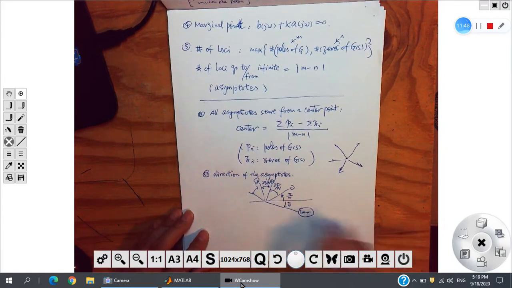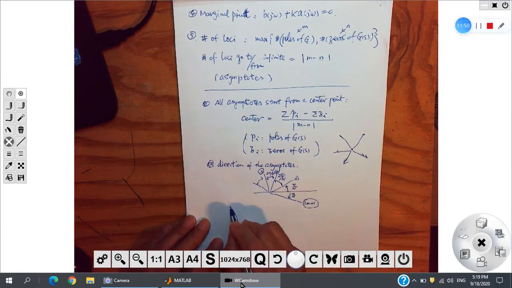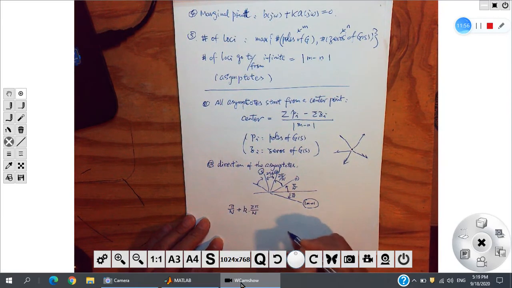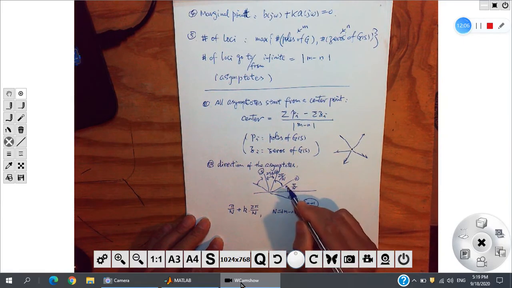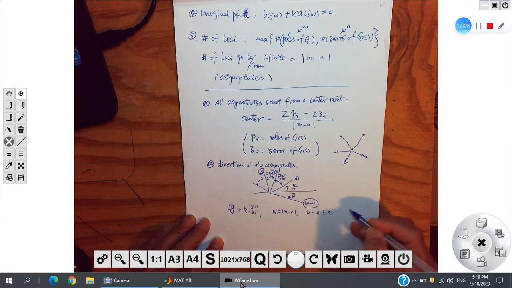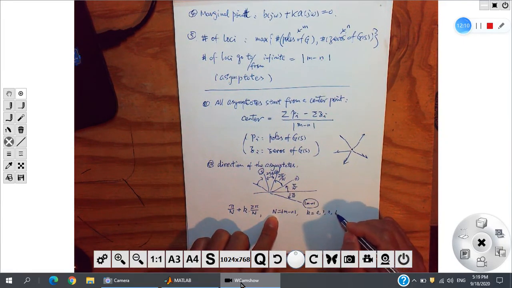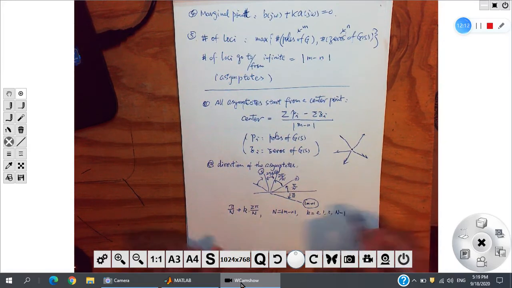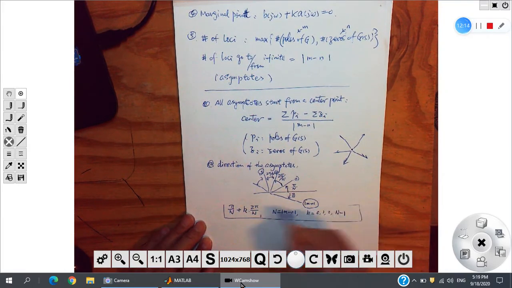We can also write it as a formula. There will be pi over n plus k times 2 pi over n, where n is just that m minus n, and k will equal 0. First one 0, then 1, 2. Totally we have n, so it's n minus 1. So the directions are these angles.